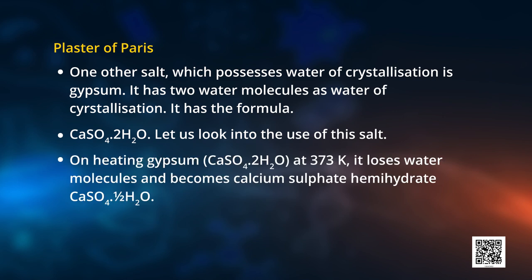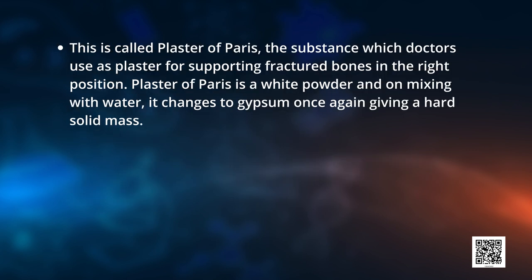On heating gypsum, calcium sulfate dot twice H2O, at 373 Kelvin, it loses its water molecules and becomes calcium sulfate hemihydrate, that is CaSO4·½H2O. Hemi, you know what the meaning is, hemisphere, half. So, this CaSO4·½H2O is called plaster of Paris, the substance which doctors use as plaster for supporting the fractured bones in the right position.